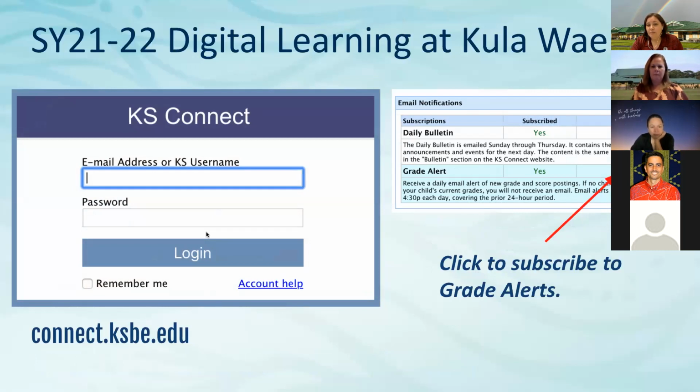And then when you get to the main KS Connect homepage, if you click on information, you can actually subscribe to grade alerts for your keiki. So that's that little message box here. If you click on subscribe, then you'll get notified whenever your keiki's kumu posts a new grade in their course. So that's a helpful thing to know. Yeah, so go ahead and connect to that or get subscribed to those grade alerts.